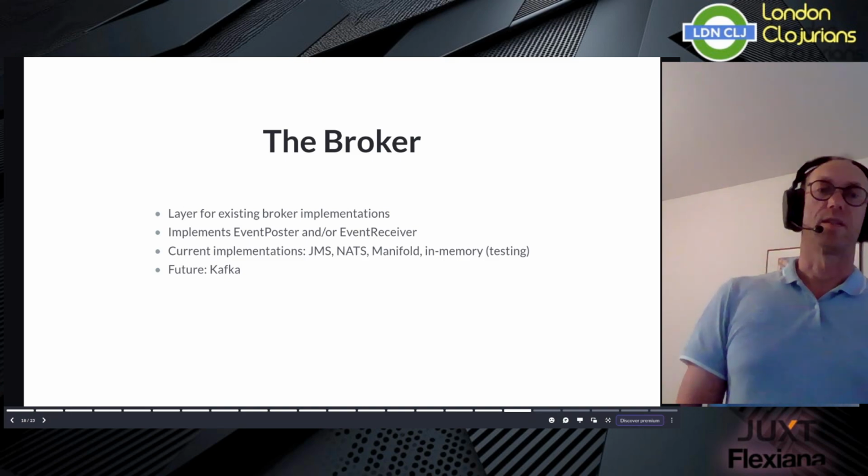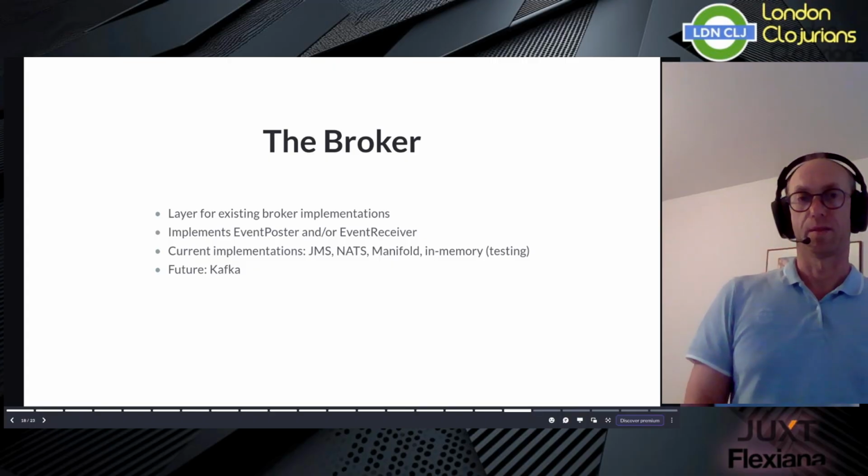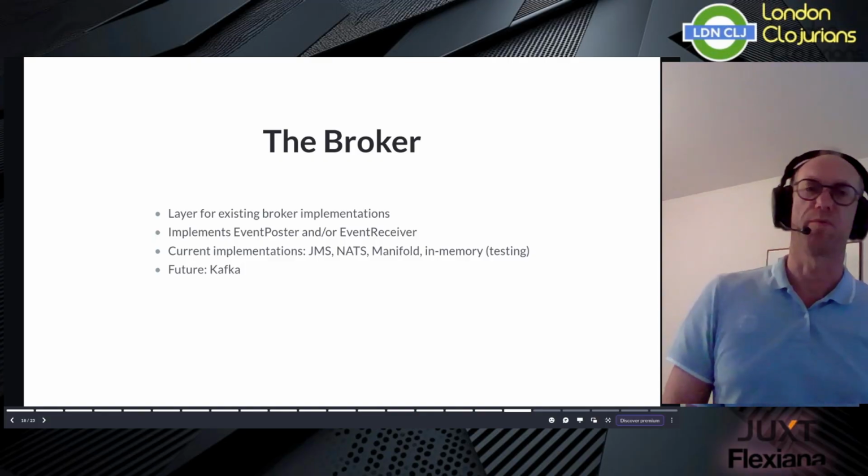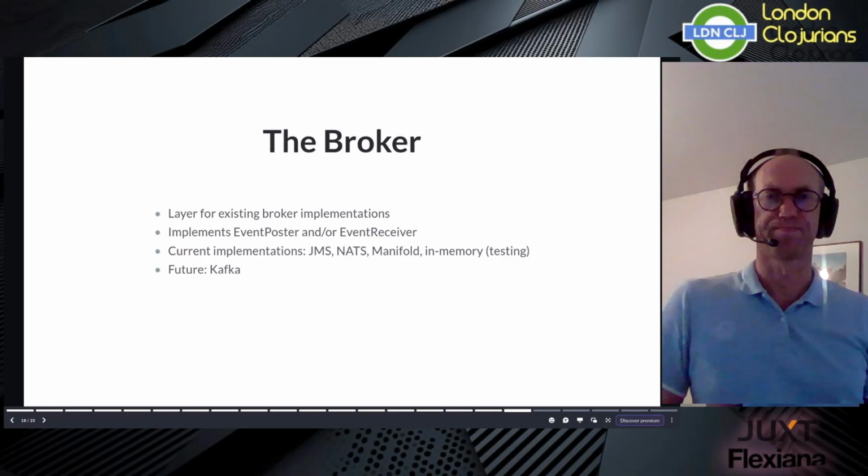And I've also added an in-memory implementation, which is in the Mailman core library, simply for testing. It uses Java queues for testing, but it's more or less similar to the Manifold one, which is also in memory, but Manifold is, I think, more powerful.